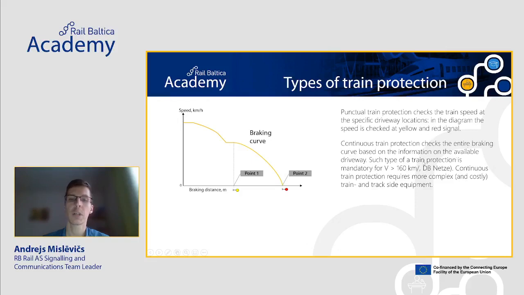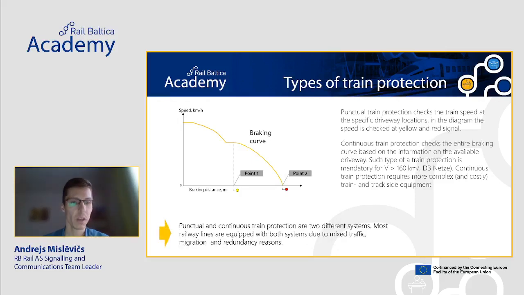Such a type of train protection is implemented on the high-speed lines. And it is obvious that continuous train protection requires more complex and more costly train and trackside equipment. So please be aware that punctual and continuous train protection systems are two different systems, and the status of today's development is that most railway lines are equipped with both train protection systems due to the mixed traffic, so that you have fast passenger trains and relatively slow freight trains or regional trains, and that migration from one train protection system to another is a long-term process which could take several years.